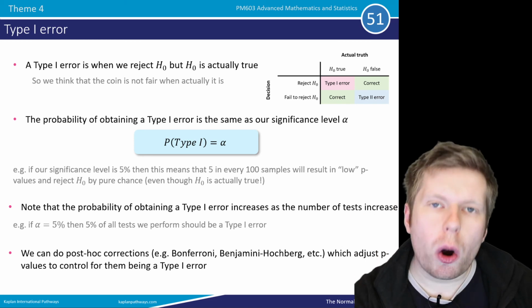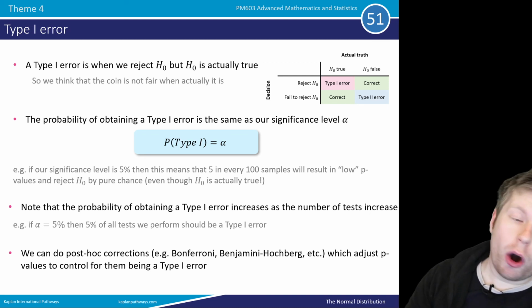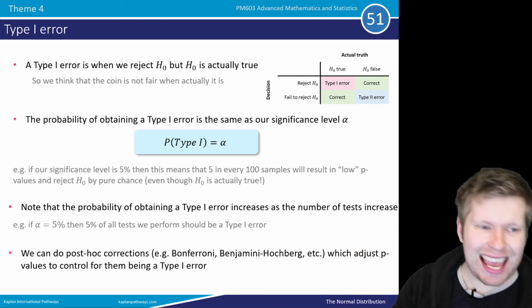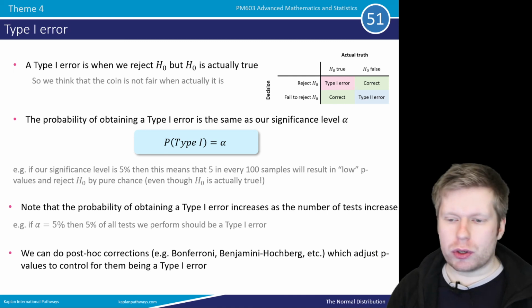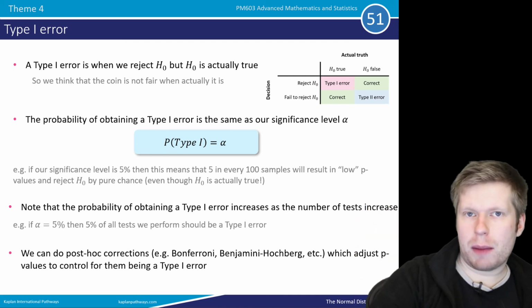Therefore, we need to do what's known as a post-hoc correction. Now, there's lots of them out there: Bonferroni, Benjamini, Hochberg. These are all standard correction tests, and there are different ways in which you can do them. But they basically adjust your p-values to control for them being a type 1 error.